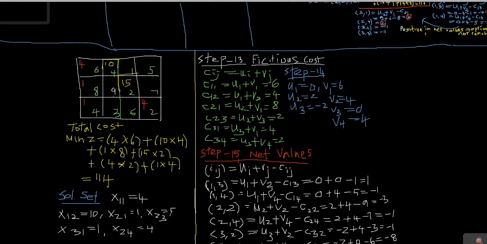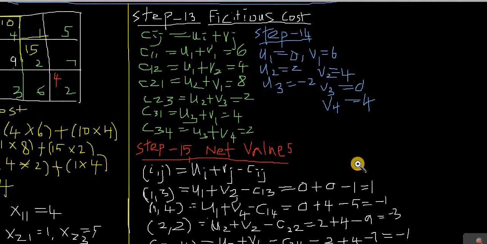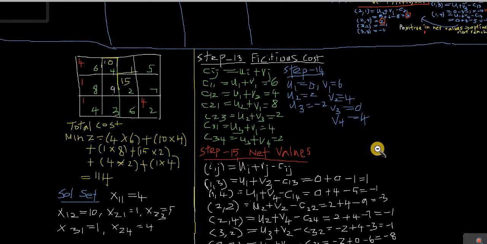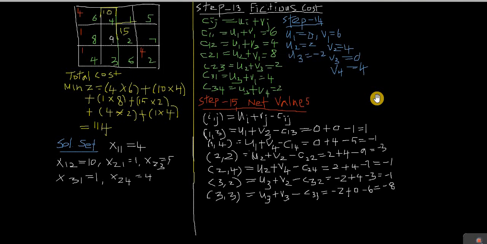So when I see the net values for non-basic cells, now look at that. These are the non-basic cells. C13, C14 is a non-basic cell. Then C22, C24, then C32, C33. All these net values we have to calculate by using this particular formula that we have discussed already.